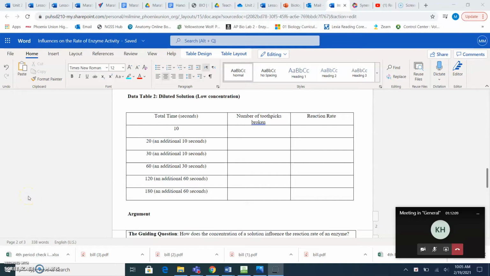For our second trial, we're going to be doing the exact same thing as the first trial, except this time we're going to dilute this solution a little bit. So we're going to actually decrease the concentration. So if you think back to the first video over concentrations of solutions that you watched, how did we decrease the concentration of a solution?